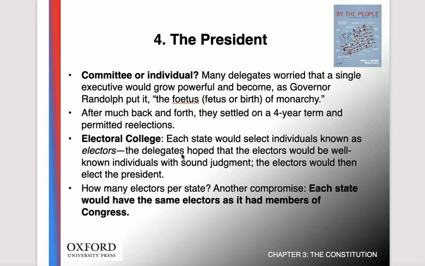And the way they would pick it would be that each state would select individuals known as electors. The delegates hoped that the electors would be well-known individuals with sound judgment, and the electors would elect the president. So how many electors would they have? The electors would be based on the number of people in Congress.